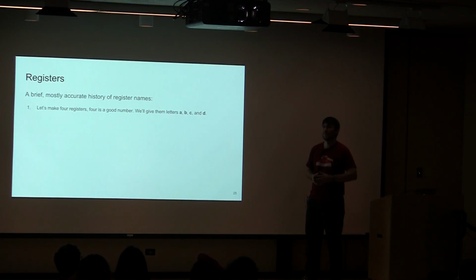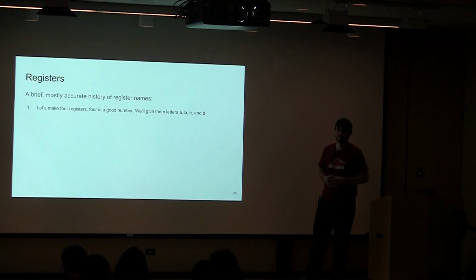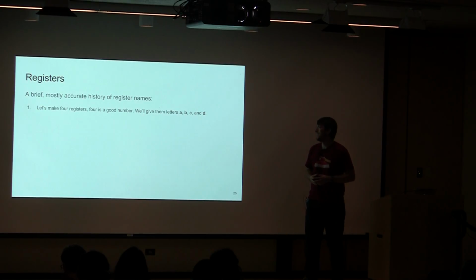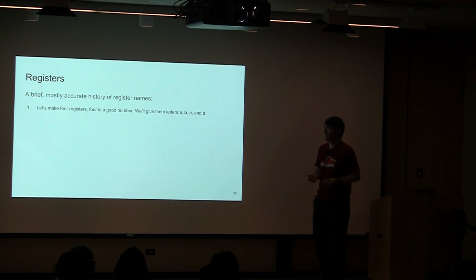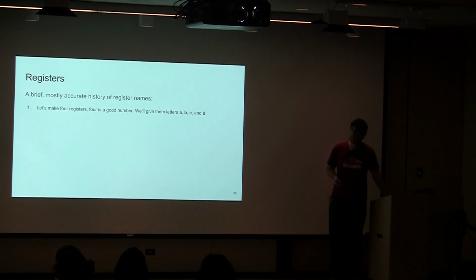So like 40 years ago, I assume this is what happened. I don't actually do any research for these presentations at all. So initially, CPUs were much simpler. We only needed a couple registers, so they started out with 4. And they lettered them A, B, C, D. That's nice and intuitive, right?